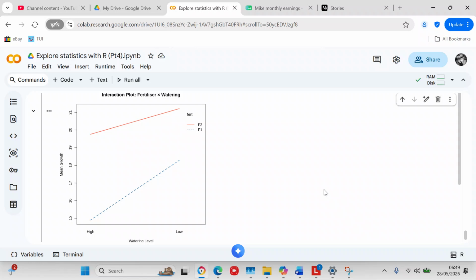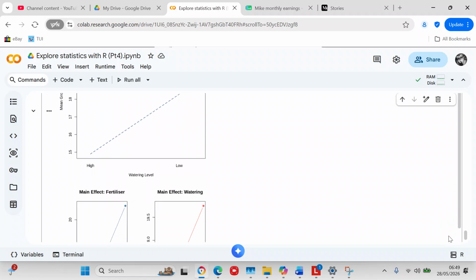But I just think this is a simulation, and this is fake, simulated data that we're using. It's a bit odd to me that with a high watering level you have a low mean growth, and with a low watering level a high mean growth. I would think that if you watered your plants more, you would have a better mean growth. But this is just simulated data. It's not real data.